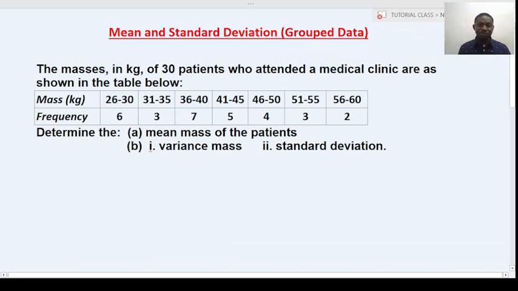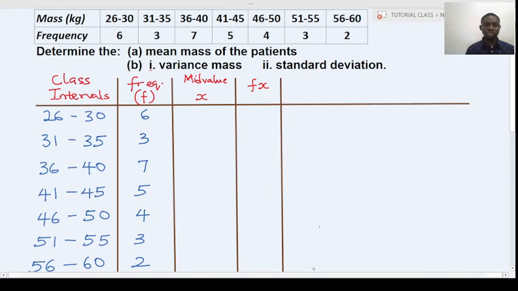Now let's go into the business. The first thing we need to do here is to prepare the frequency distribution table that will involve all those needed values. That's the middle value, the fx, product of the middle value and the frequency, and also we'll prepare a column for deviation. So let me quickly draw the table. From this frequency distribution table, we have the class interval as given here and the corresponding frequency.